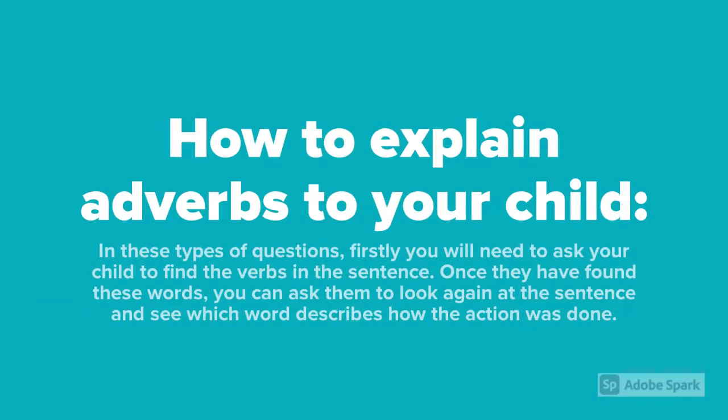When you're trying to explain to your child how to find an adverb in a sentence, you'll firstly need to ask your child to find the verbs in the sentence. Once they've found those words, you can ask them to look again at the sentence and see which of the words in there actually describe how the action was done.